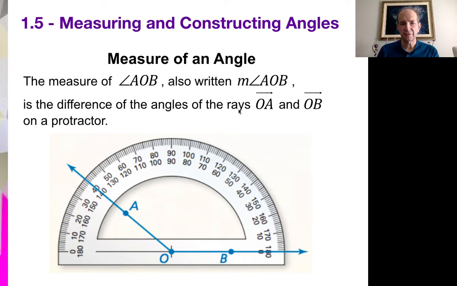Now, the difference of the angles is the difference in where the ray position is relative to the protractor. So that's how we do the measurements. Don't get this confused with the bigger numbers here. Now, some of these protractors go both ways. Here's 180, and then it counts down. This is not 40 degrees. This is 140 degrees.